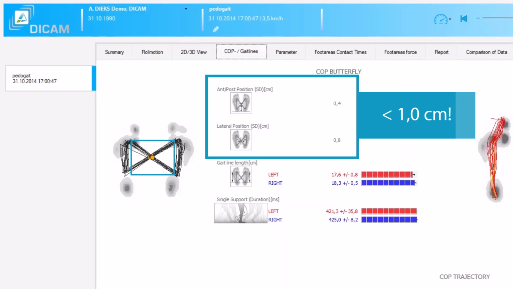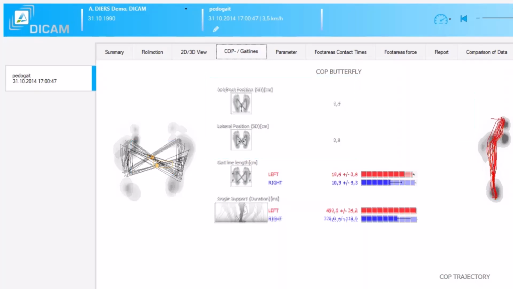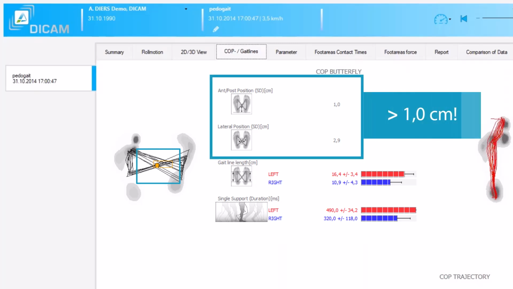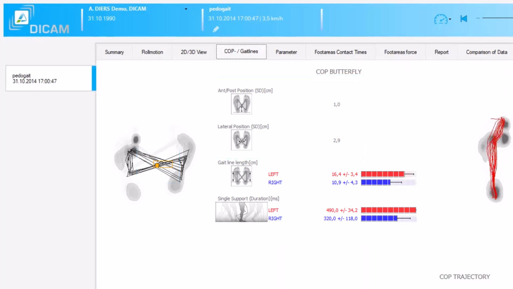Stronger coordination deficiencies would influence the gait line position anterior-posteriorly as well as laterally. These values indicate the deflection of the intersections of the COP butterfly. If possible, they should remain in the range lower than a centimeter.